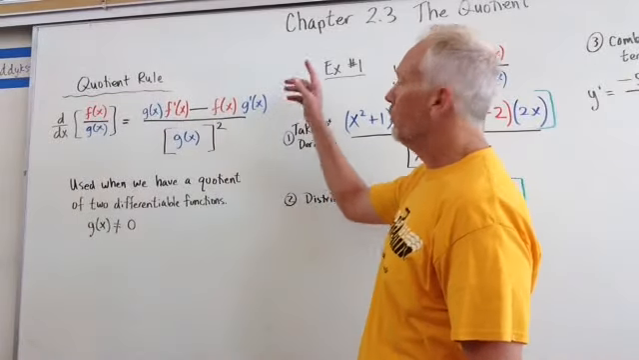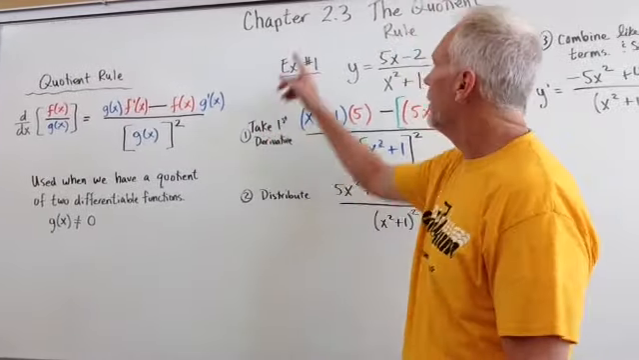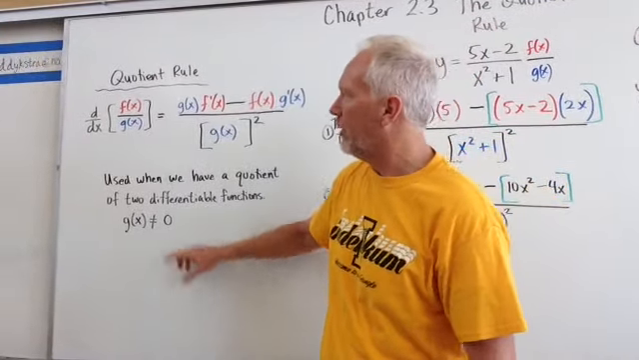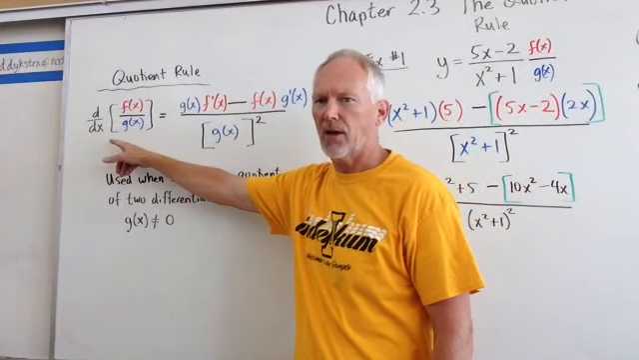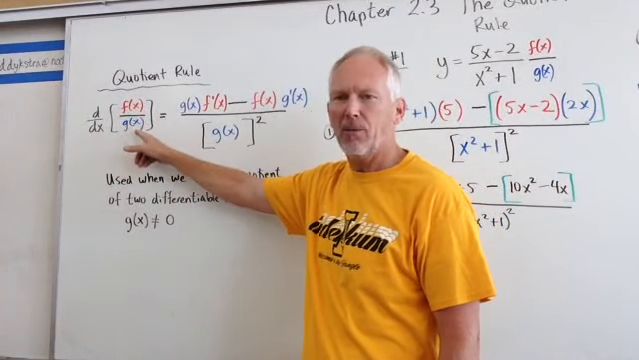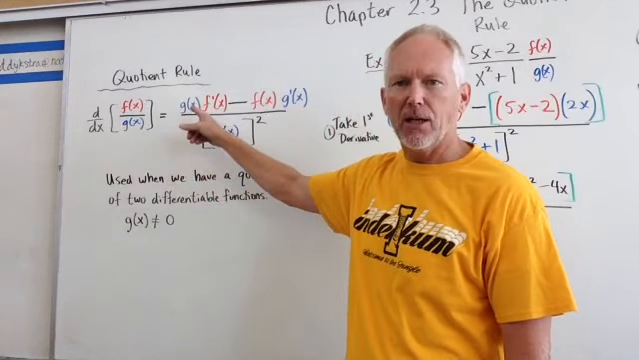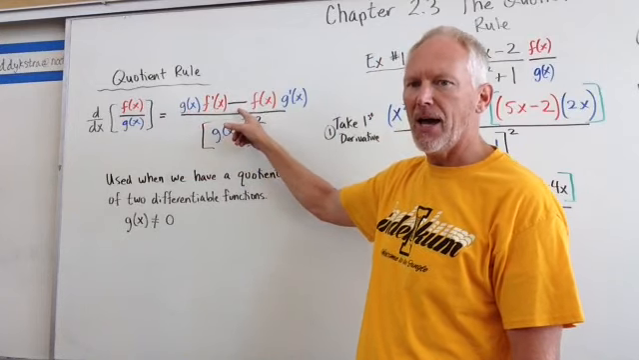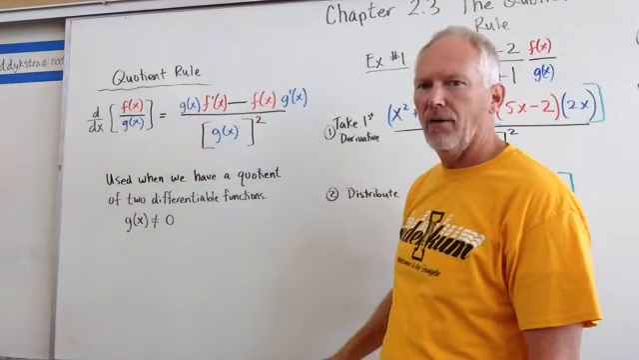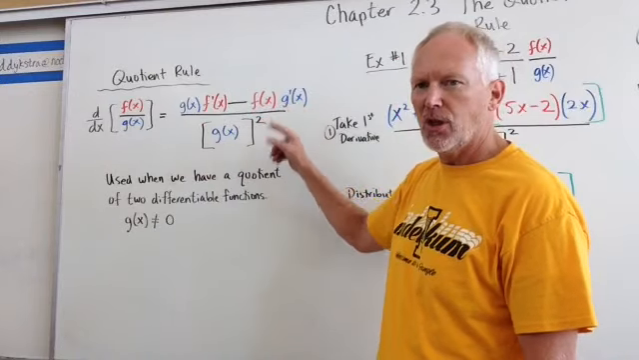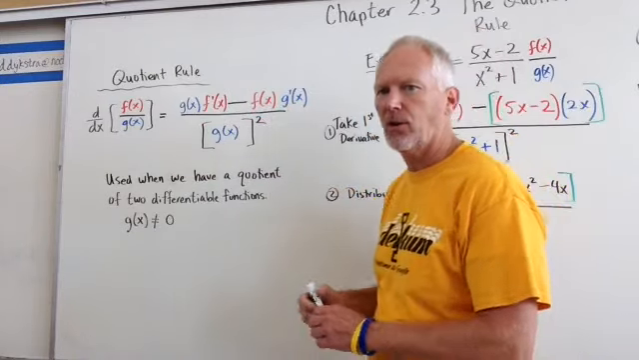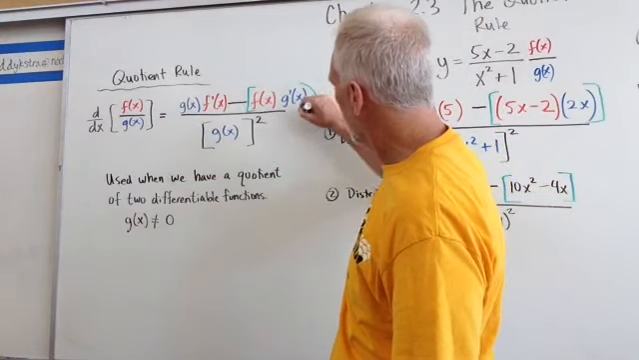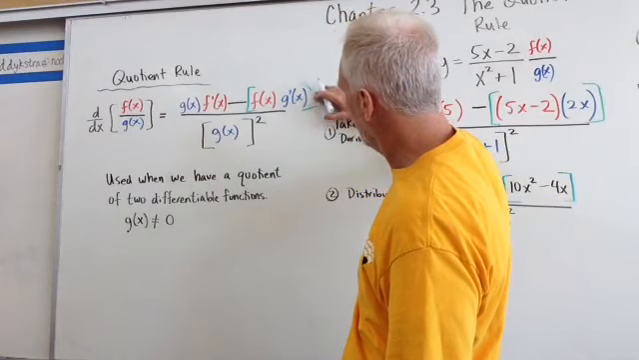Here we go. The quotient rule, we're in chapter 2.3, and it states this. If we have the derivative d with respect to x of f of x divided by some g of x, then we get g of x times f prime of x minus the quantity of f of x times g prime of x. And many times what I like to do is put this second piece in a set of brackets.